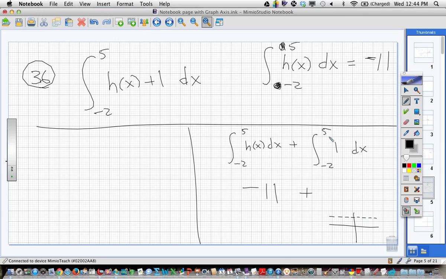Why is it 7? Because it's the graph of y equals 1 from -2 to 5. So what it is is this rectangle that is 1 tall and 7 wide, which makes an area of 7. So this is -11 plus 7, which is -4. So -4 is the answer you want to have in number 36. Okay?